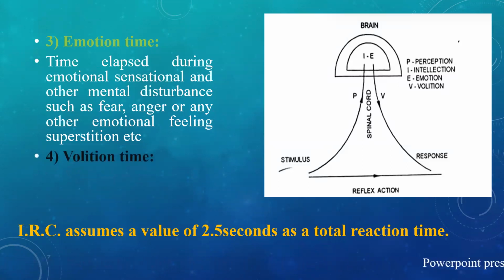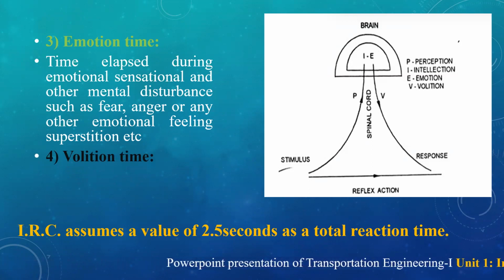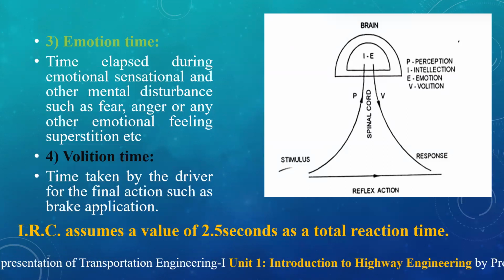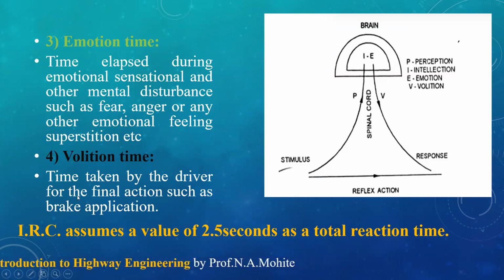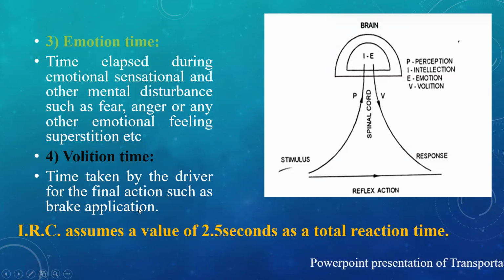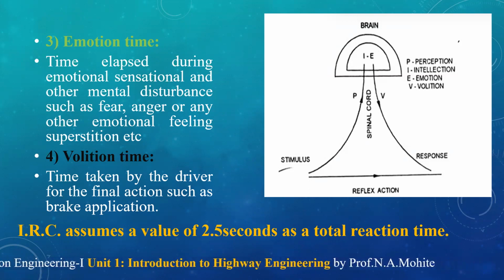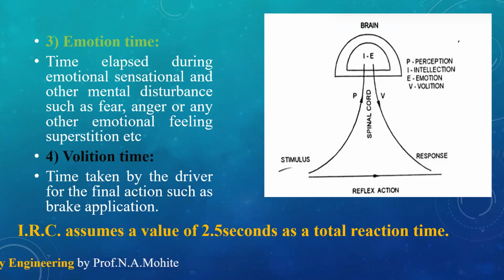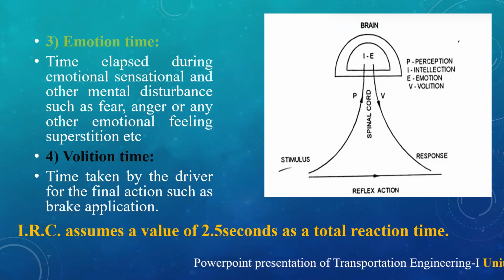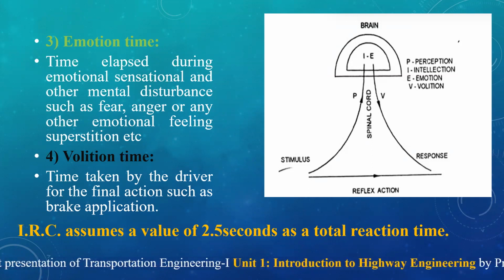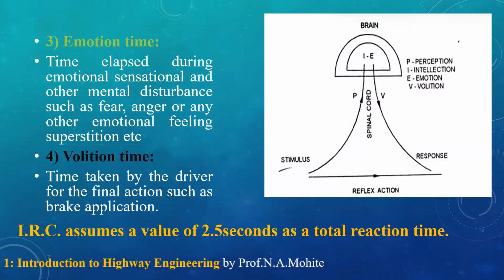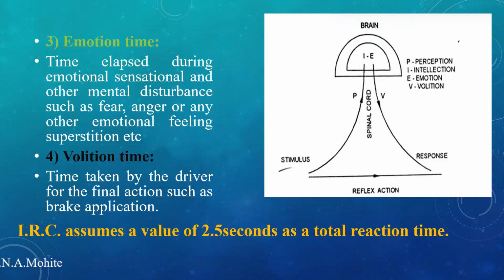And the last one is the volition time. It deals with the time taken by the driver for the final action such as brake application. In general, we can call it the power of using one's will. Suppose he has the will to stop the vehicle, that is the power of using will, or to accelerate. The actual act of taking a decision to produce action is done through the volition time.